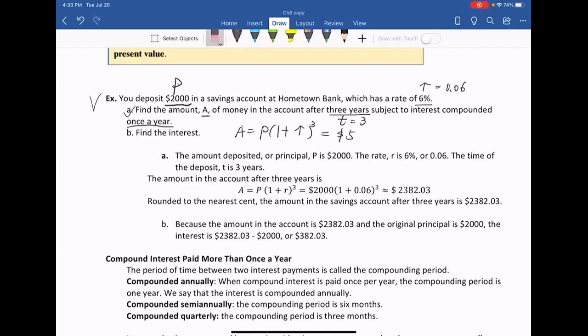So we just use the formula we have learned, which is A equals P times (1 plus R) to the T. T is 3. We plug in all the information: $2,000 times (1 plus 0.06) cubed, and use our calculator. Round to 2 decimals. So I provide the answer here. So I just copy it here.